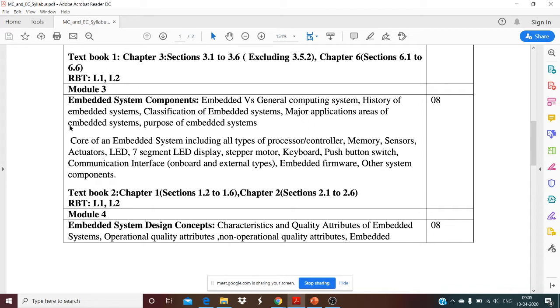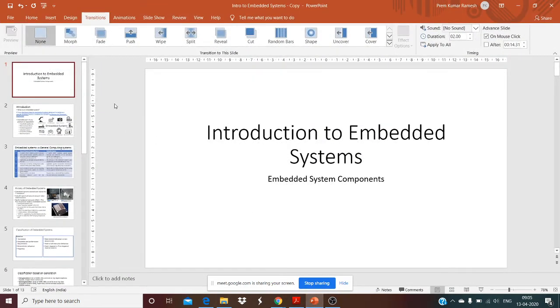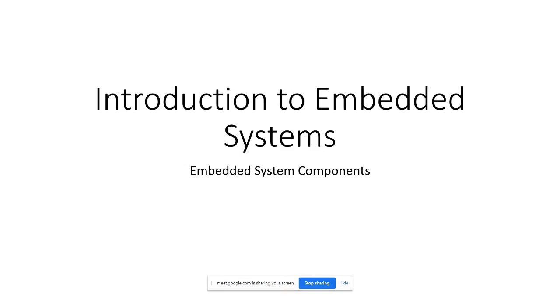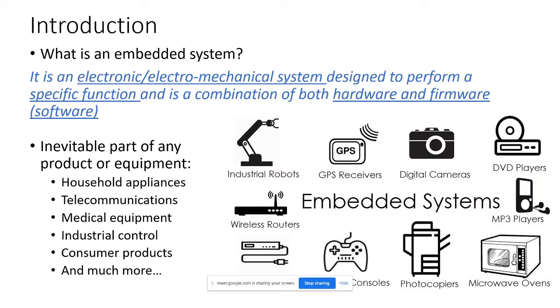And the second part of the module is the components. So we have different components in embedded systems. We look at the different components like processors, input and output devices, firmware and other things. Okay, so now let's get going. Now we will look at the introduction to embedded systems.